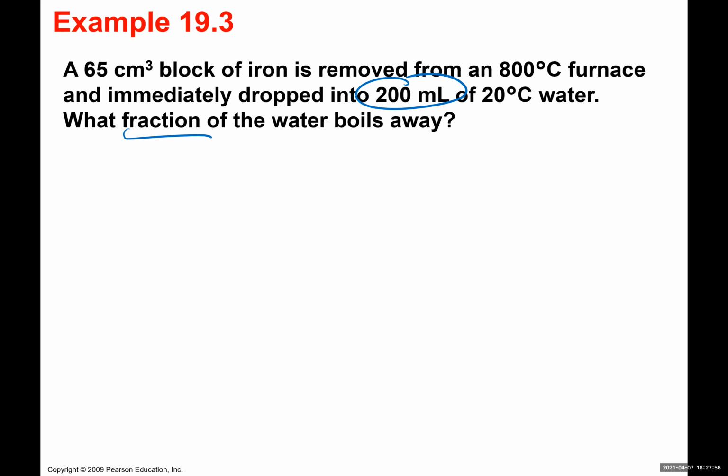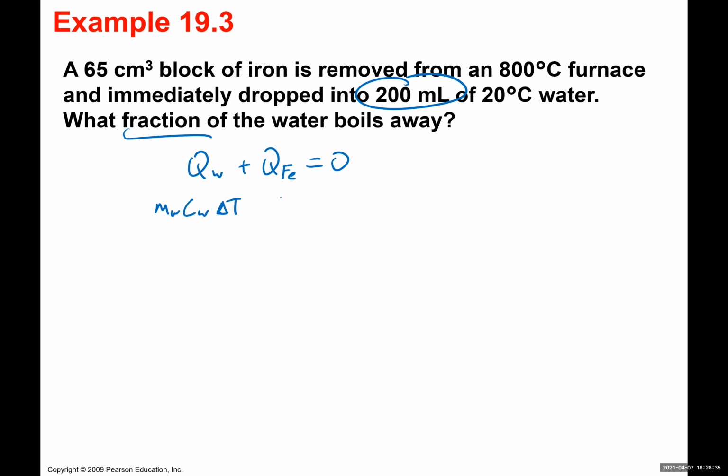What we have here is an interaction between two objects, a block of iron and water. Again, we can say Q for water plus Q for iron, with Fe for iron, equals 0. That means their sum gives me 0. What I have here is then mass of water times specific heat of water times delta T.